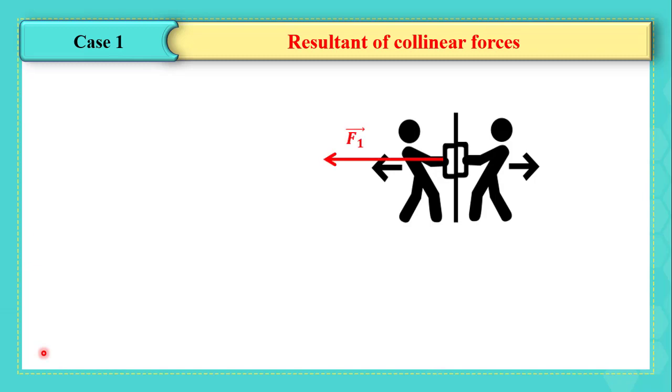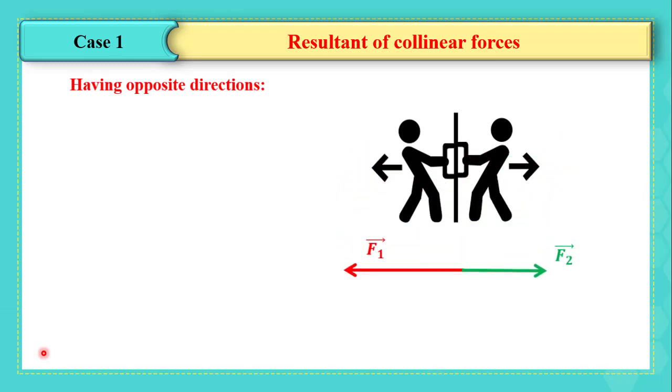Now a man pulls the door with a force F1 and another man pulls the same door with a force F2. The two forces are applied on the same line of action, then we are talking about collinear forces, but they have opposite directions. Then we will consider another special case of collinear forces, those applied in opposite directions. Let's represent the two forces acting on the door on the same point.